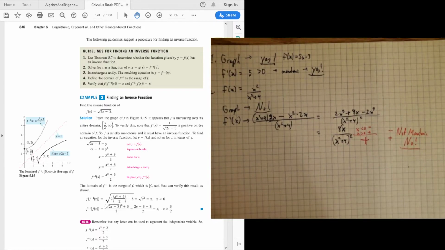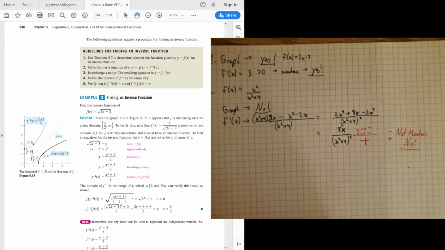1. Using theorem 5.7, determine that it will have an inverse. Do that first. Always show that we'll have an inverse first. There's no point in not doing it, because otherwise it's going to lead to more and more problems later. 2. Solve for x as a function of y, and then interchange x and y. 3. Lastly, find the domain and range, and verify that they do work. This last step is really important, to make sure to verify.